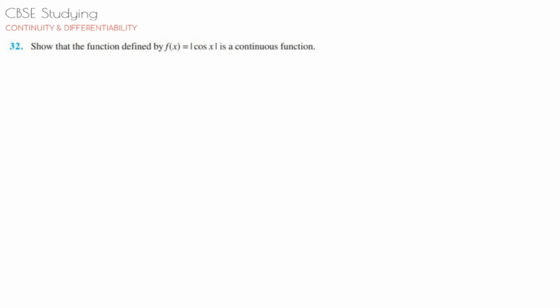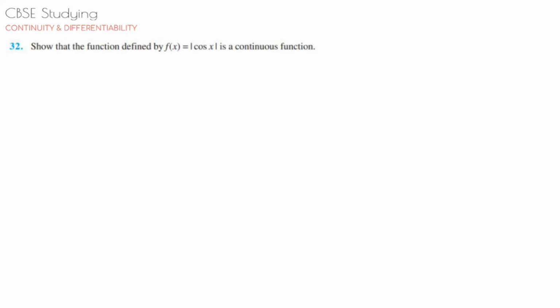Next question, question number 32. Show that the function defined by modulus of cos x is a continuous function. Again, it is the same type of question that we saw the last time. Step number one, take two different functions, g of x and h of x. Then take g of h of x and prove that it is equal to f of x.